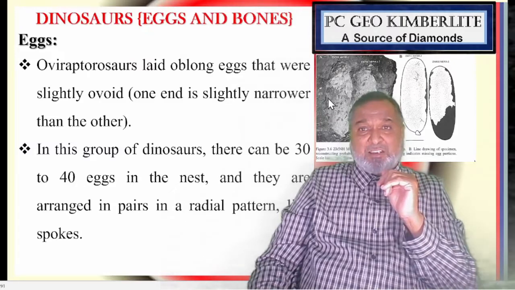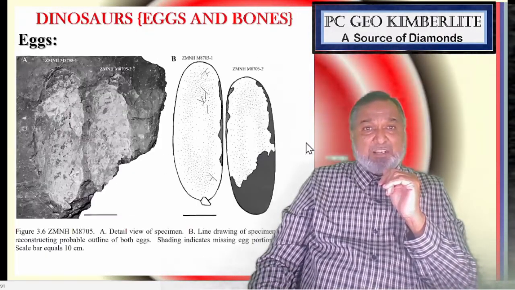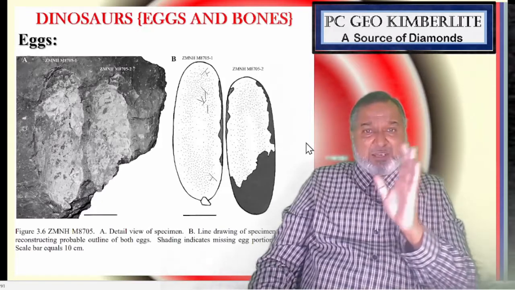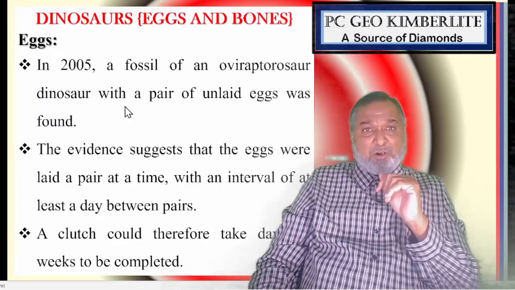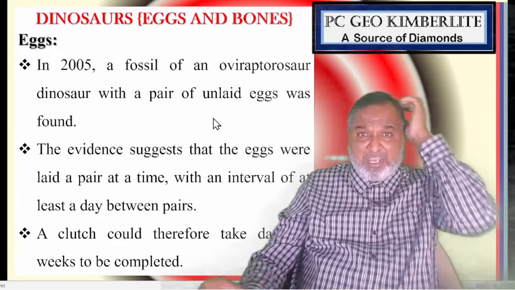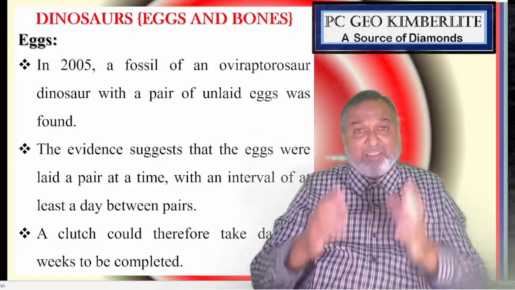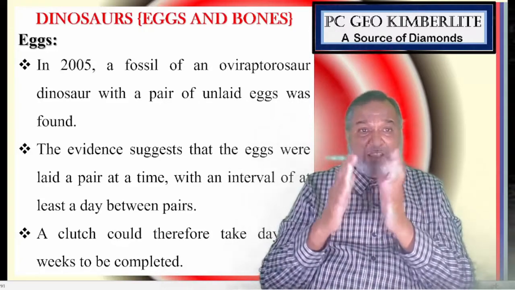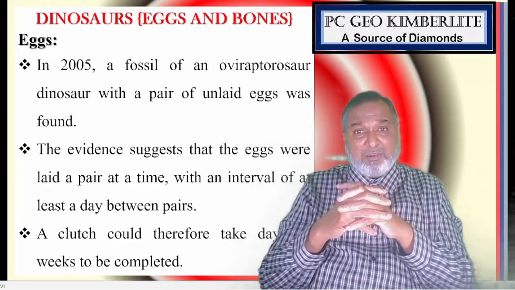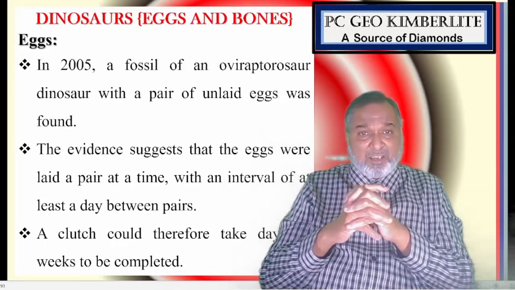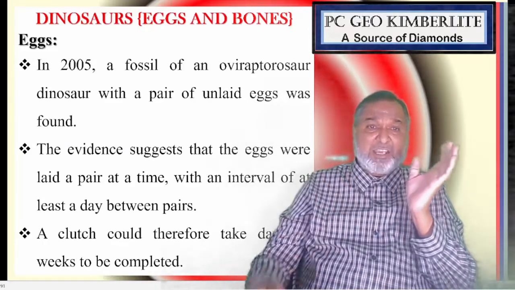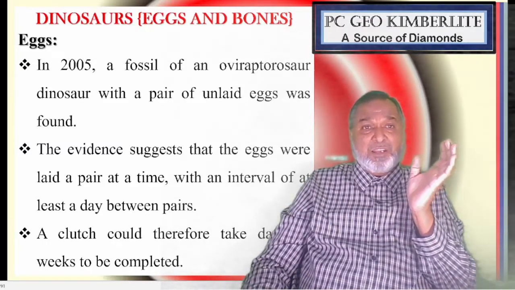So you can see here how they have been arranged. Their radial pattern is there. The same diagram has been enlarged. A fossil of an Oviraptorosaur dinosaur with a pair of unlaid eggs was found. The evidence suggests that the eggs were laid a pair at a time with an interval of at least a day between the pairs. A clutch could therefore take days or weeks to be completed.